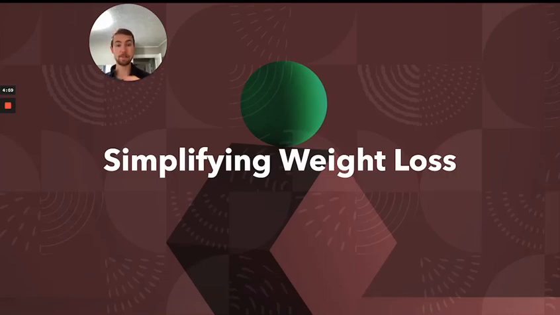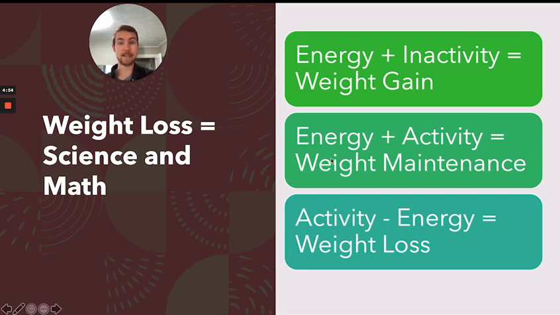All right, we are simplifying weight loss with math. The great thing about weight loss is that it is science and math. If you follow the process properly, you are essentially guaranteed results. Energy plus inactivity, energy being food, equals weight gain. Energy plus activity equals weight maintenance. Activity minus energy, so less food, equals weight loss. That is the math and the science. We know this to be true. This is calories in versus calories out.